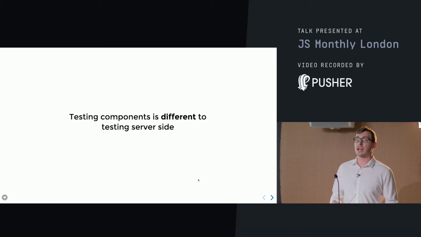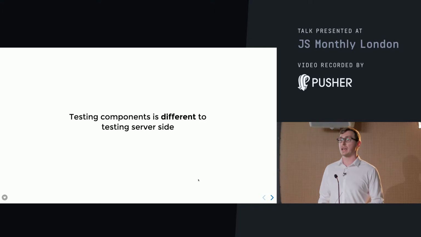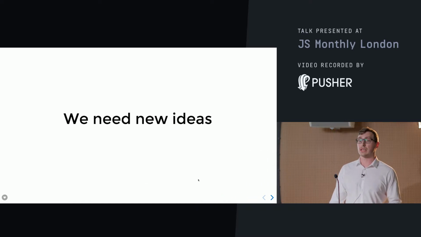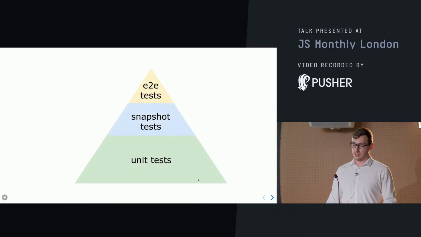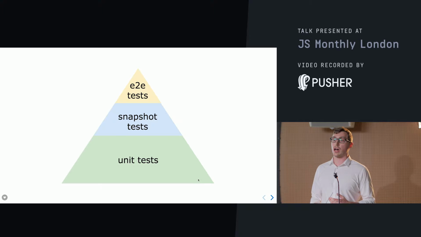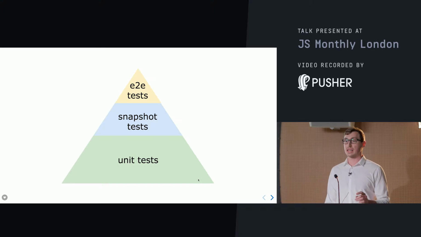Testing component-based applications is fundamentally different from testing server-side, and it's a mind switch that we all have to make. We need new ideas. So this is the front-end testing pyramid. It's a way that describes how you should architect your test suites. At the top, we have end-to-end tests. Then we have snapshot tests. And the bulk of our tests should be unit tests.